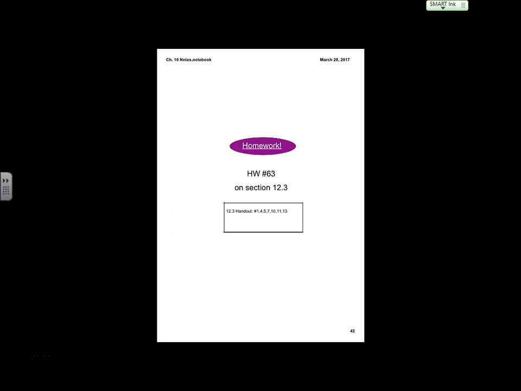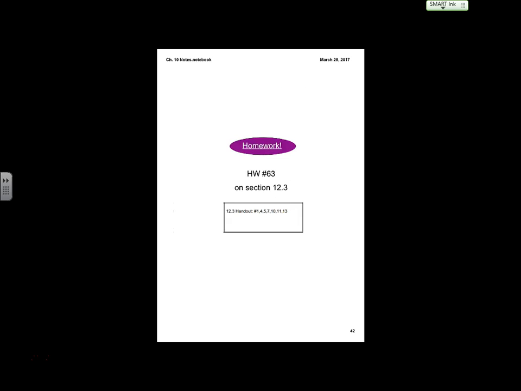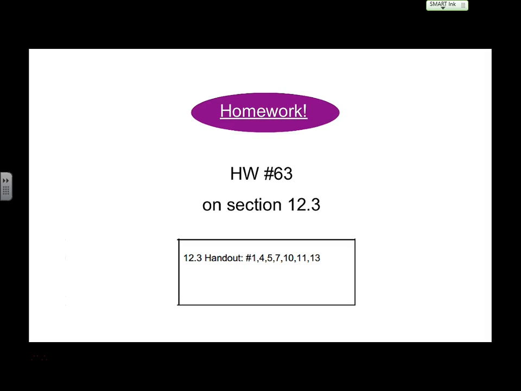1, 4, 5, 7, 10, 11, 13. Wait a minute. Question, kiddos, what homework problems do you have on your actual worksheet? Someone, open your worksheet and tell me what we've done so far. What problem does it help us with? 1, 4, 5, yep, 7, yep.